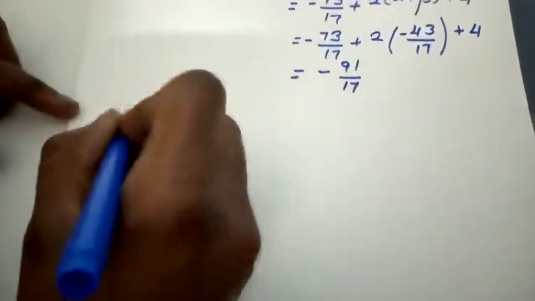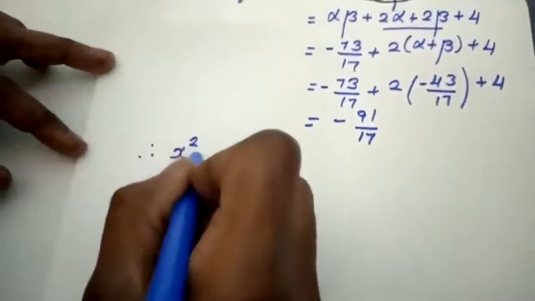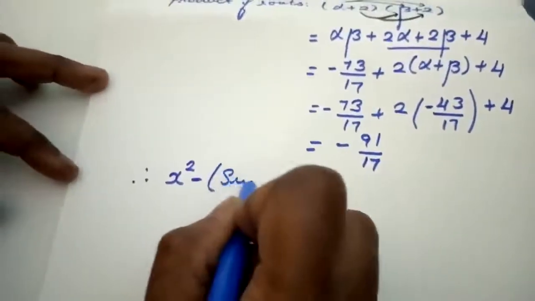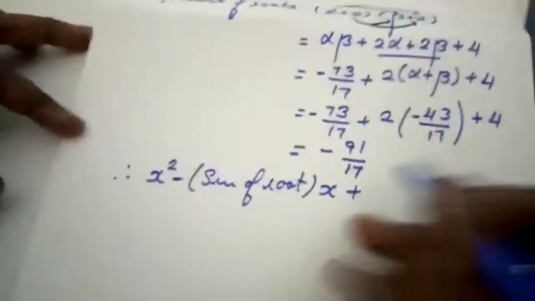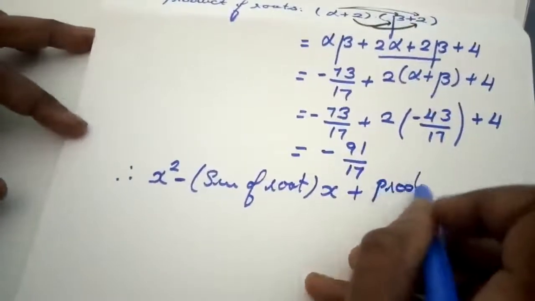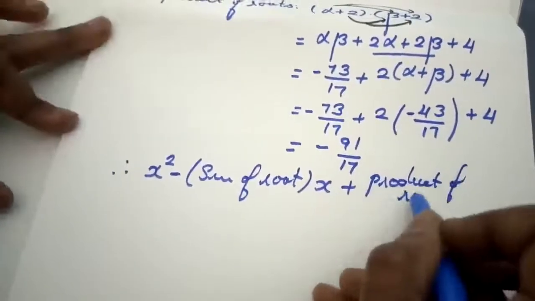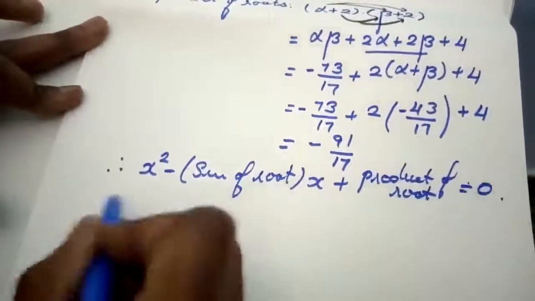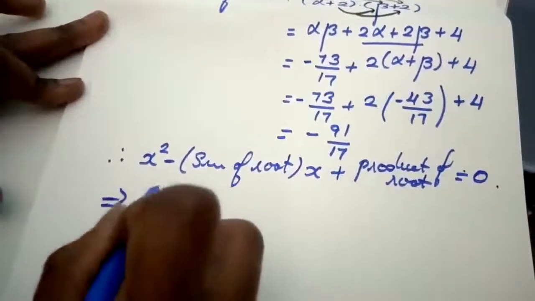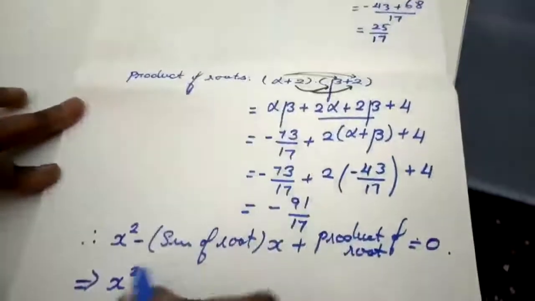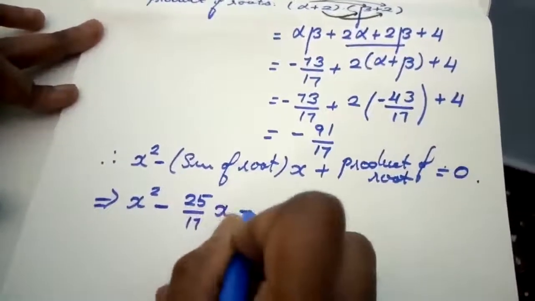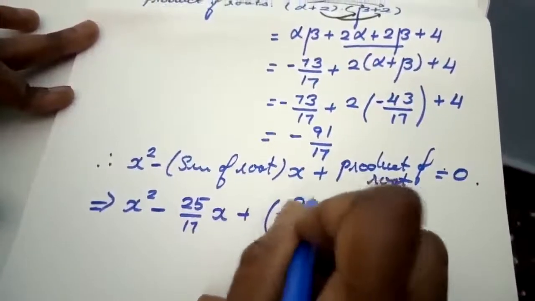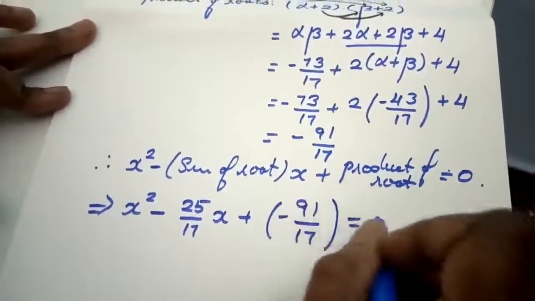So what is the formula? Therefore, x square minus sum of roots x plus product of roots equal to 0. That implies, what is the value for x square? I am going to write it as it is. Sum of roots, I am getting the value as 25 by 17. That is 25 by 17 x plus minus 91 by 17 equal to 0.